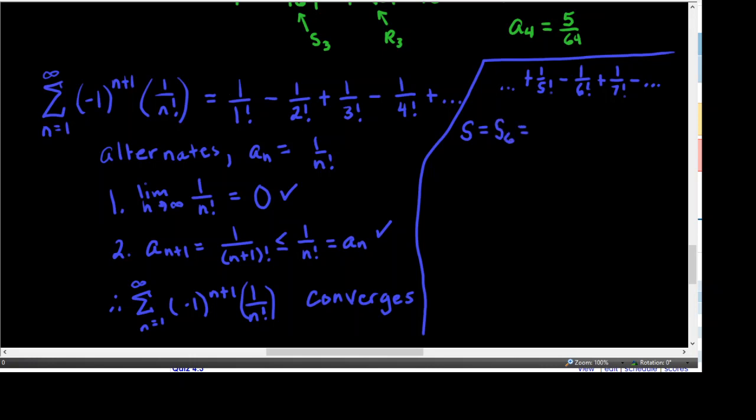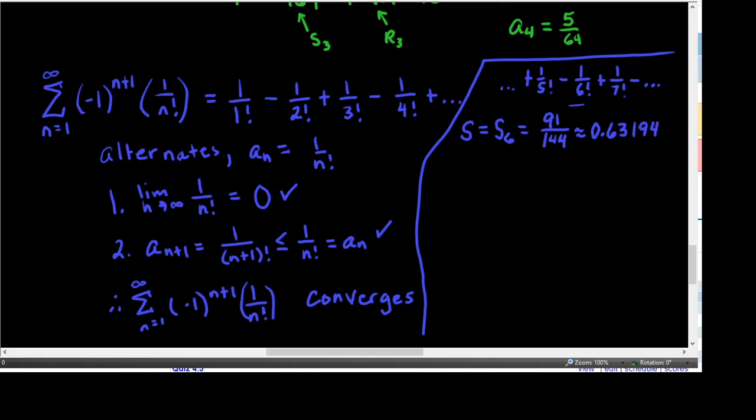Okay, so we're going to find an approximation for this sum. We're going to add 1 over 1 factorial minus 1 over 2 factorial plus 1 over 3 factorial, etc., until we get out to minus 1 over 6 factorial, and then we're going to stop. The last thing we add is this negative 1 over 6 factorial. If you do that, you'll get 91 over 144, which in decimal form is approximately 0.63194.